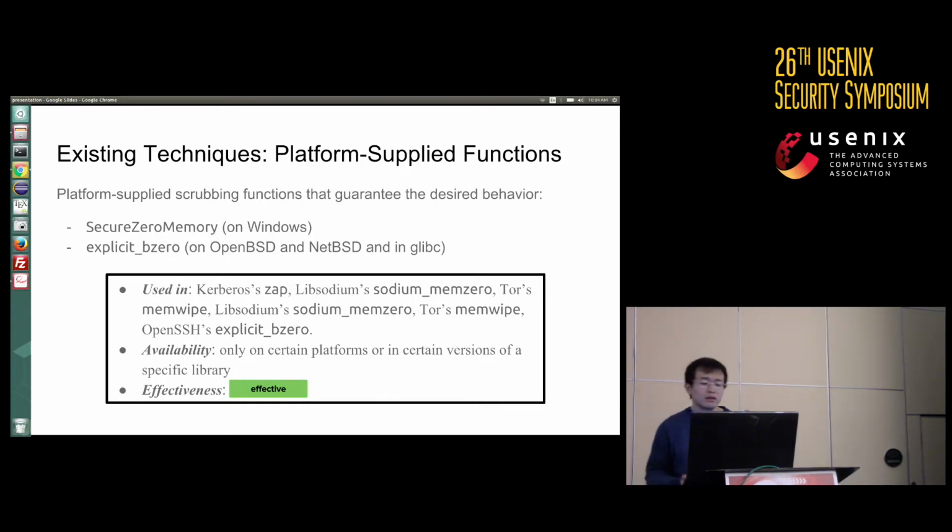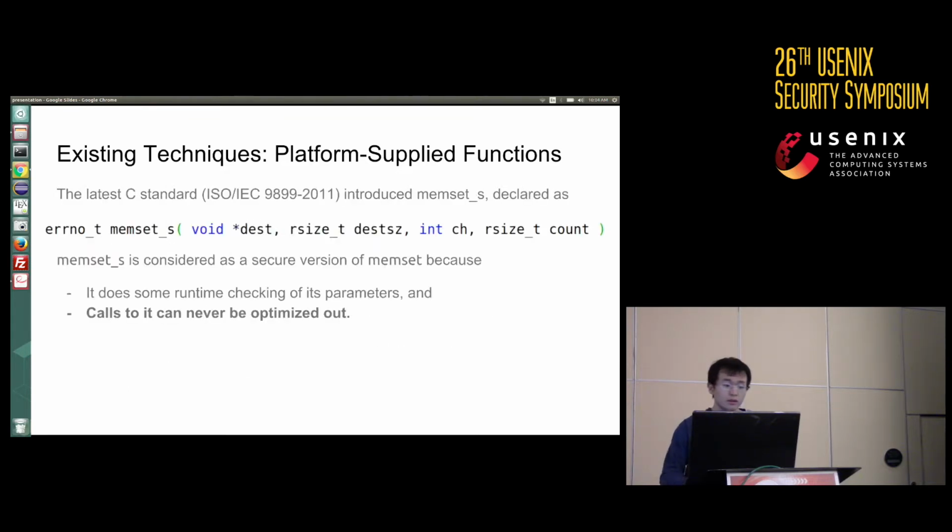So one may wonder why the C language doesn't provide a universal way for developers to scrub sensitive data. Actually, the latest C standard, C11, does have a function for this, called memset_s. Memset_s is considered a secure version of memset. It does some runtime checking of its parameters. Also, calls to this function cannot be optimized out by a standard conforming compiler.